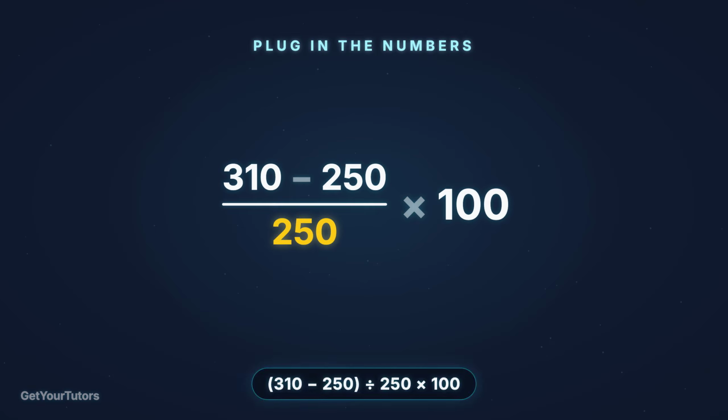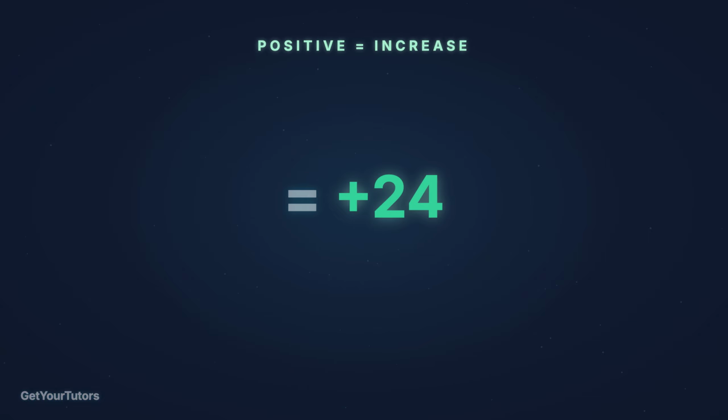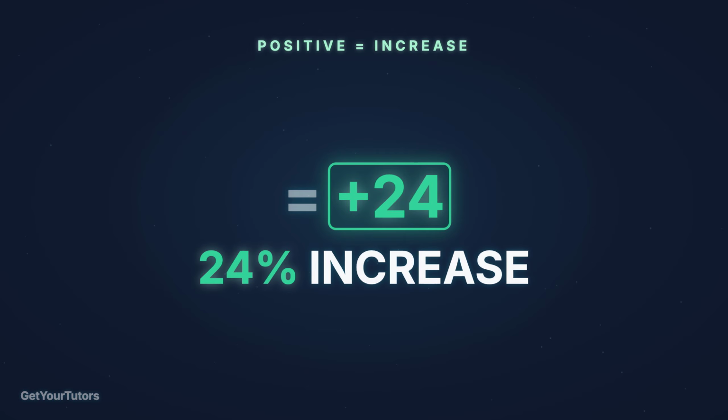310 minus 250 divided by 250. Multiply by 100. The calculator shows positive 24. Because it is positive, it verifies a 24% increase.